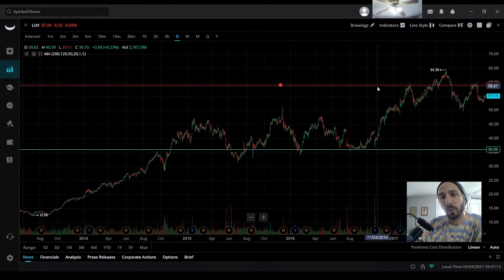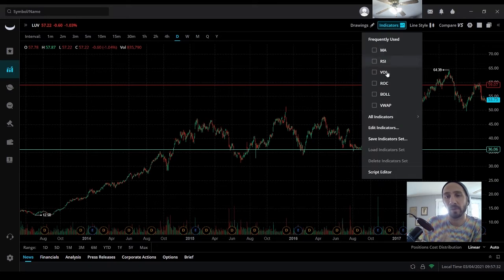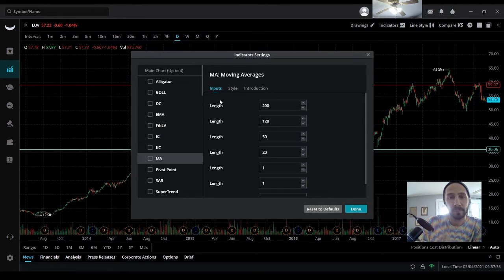So now that we have our support and resistance line in, we're going to go ahead and turn on our MA indicator. The first thing to do is set up your lengths on your moving average. So go up to indicators, go down to edit indicator, scroll down to MA. Under the input section, it has lengths listed. I have 200, 120, 50, and 20. Those are 4 common lengths that I like to use, so feel free to enter those in.